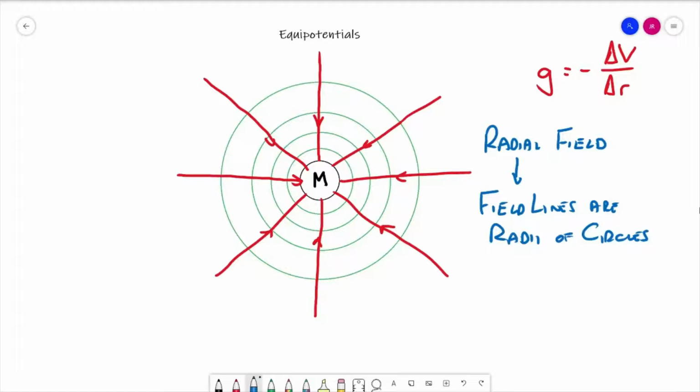Now obviously the equipotentials all form concentric circles around the centre of mass. So if the equipotentials are forming circles and the field lines are forming radii, then what that means by definition is that equipotentials and field lines must therefore be perpendicular to each other.